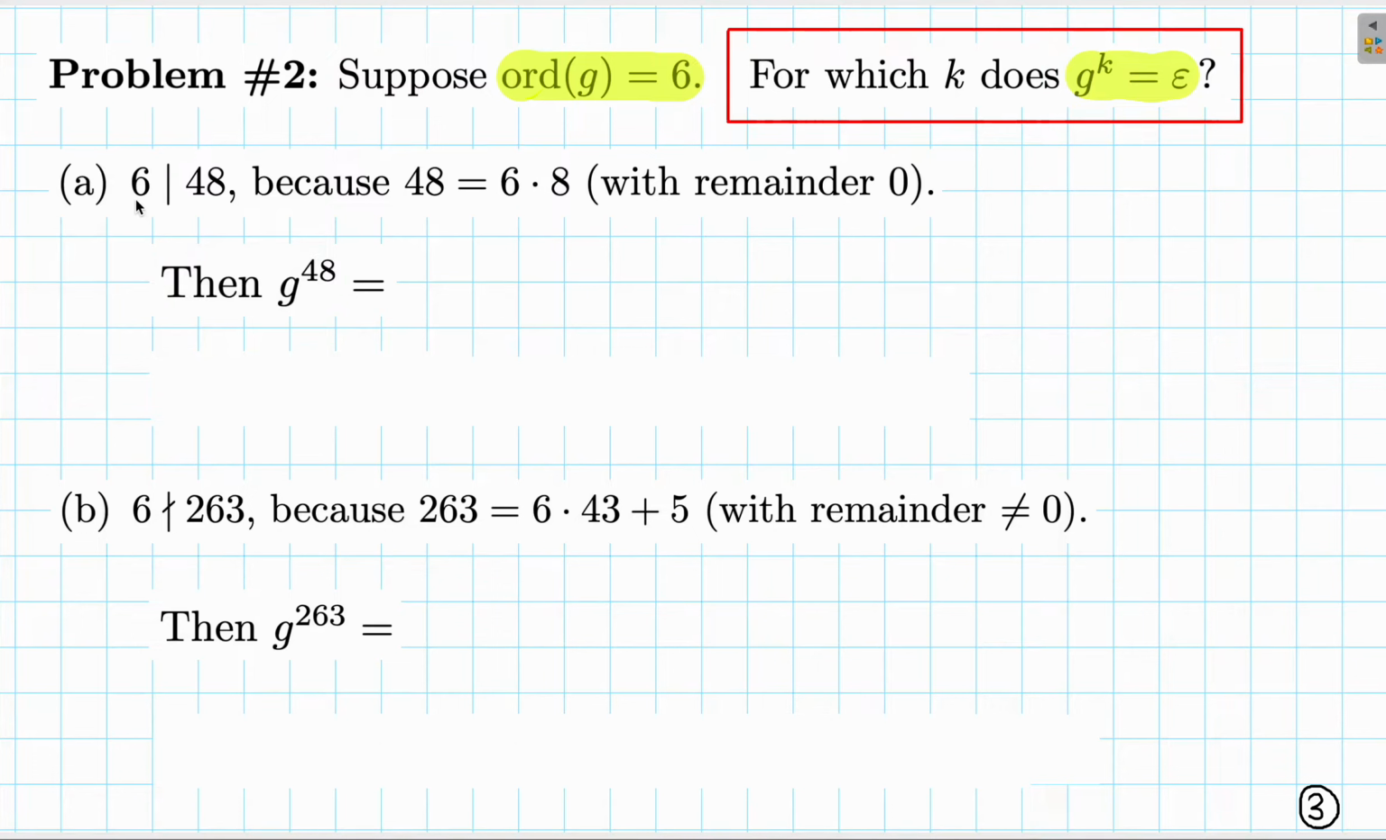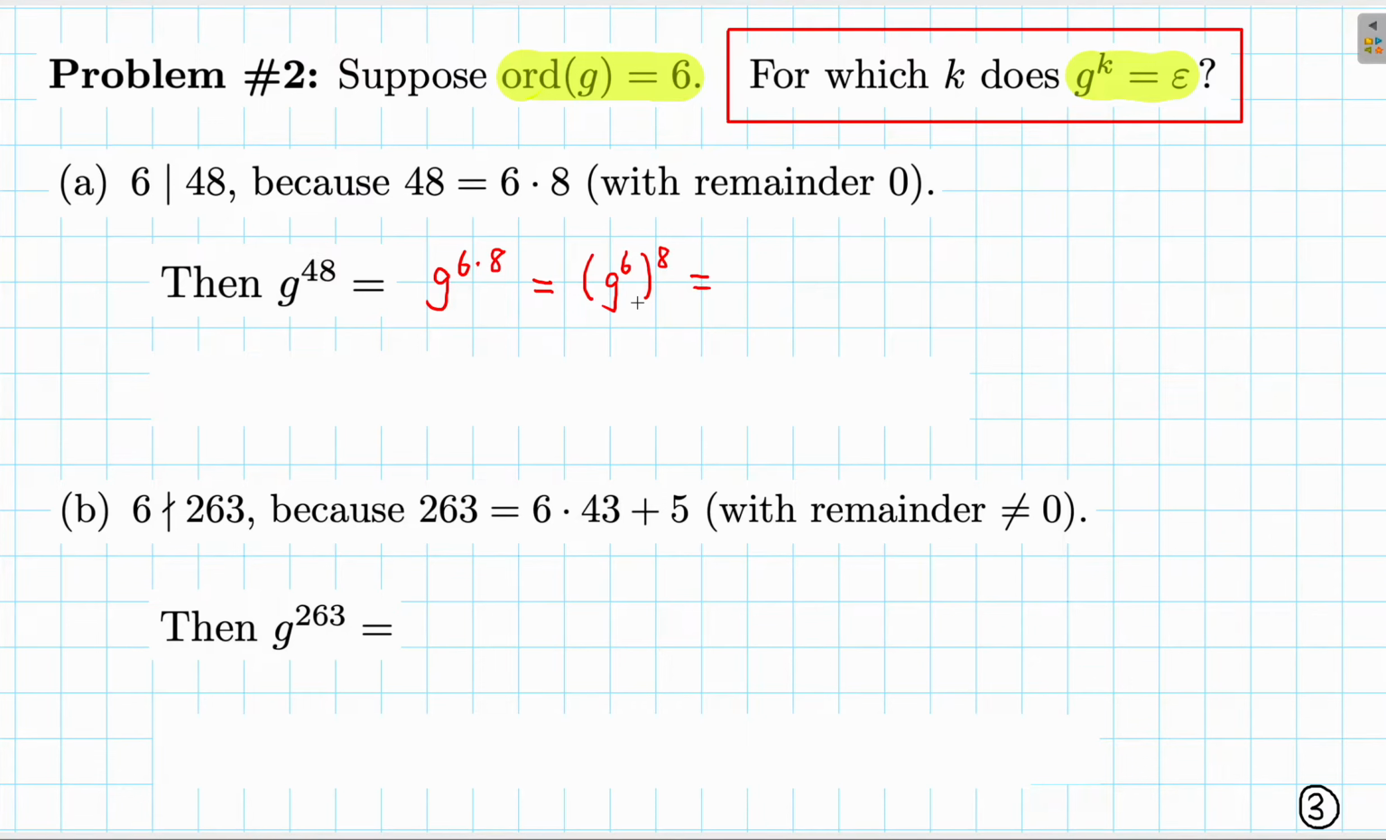Now we see that 6 is a divisor of 48 because 48 is a multiple of 6. Namely, 48 is 6 times 8 with remainder of 0, or no remainder. And so if we'd like to compute g raised to the 48th power, we can rewrite this as g raised to the 6 times 8. Now why do we care about 6 times 8? Because using the law of exponents, I can rewrite this as g to the 6 to the 8th power.